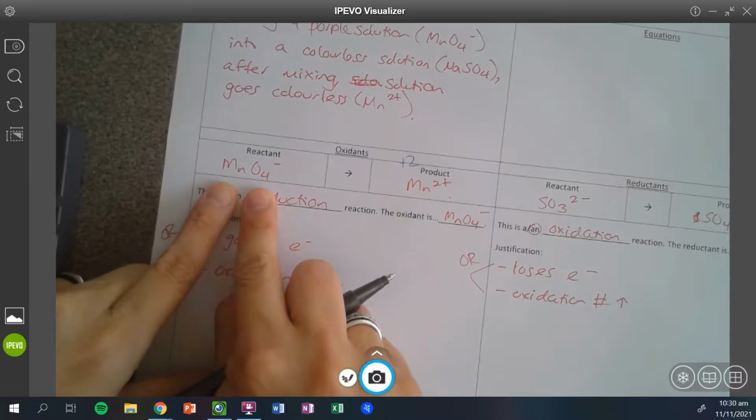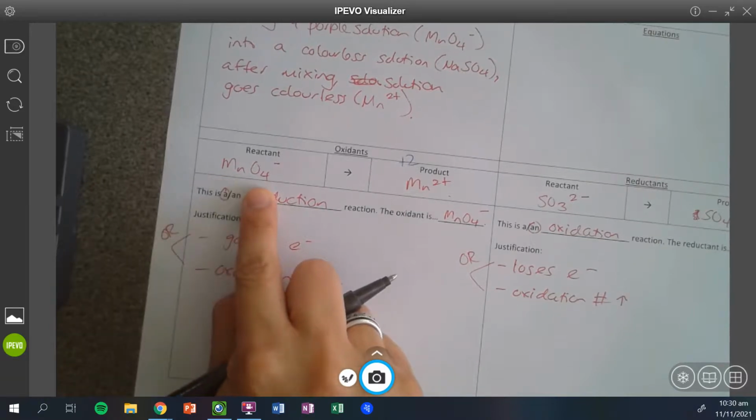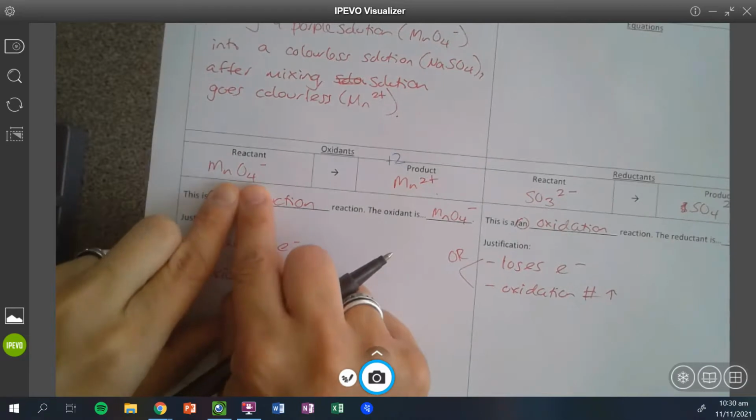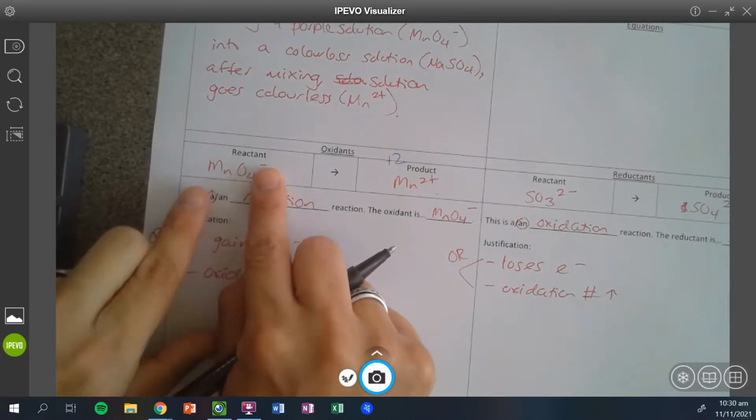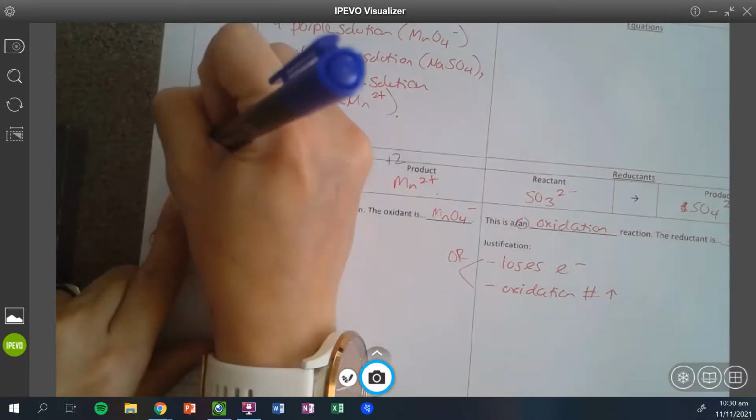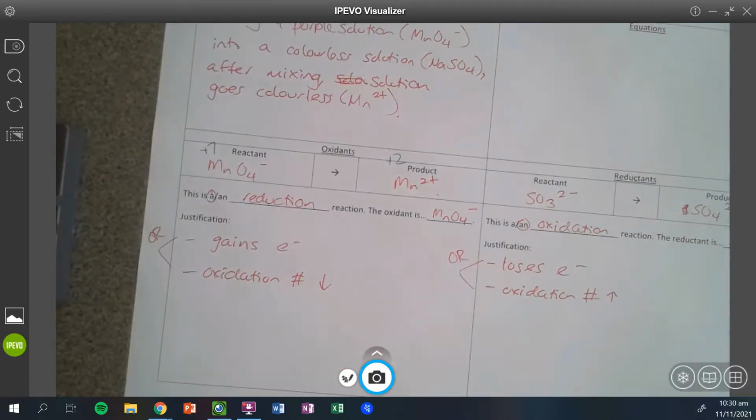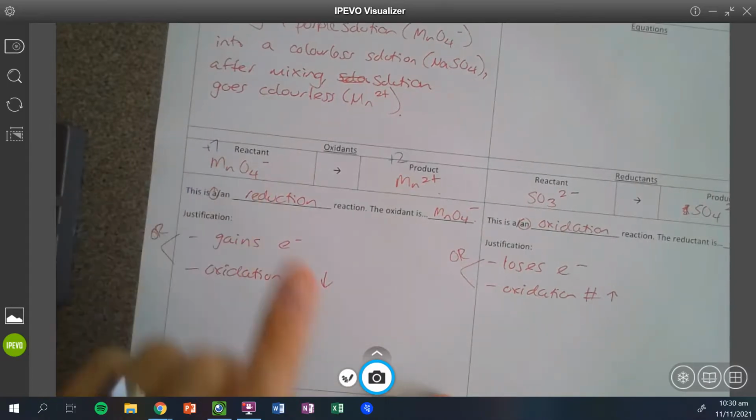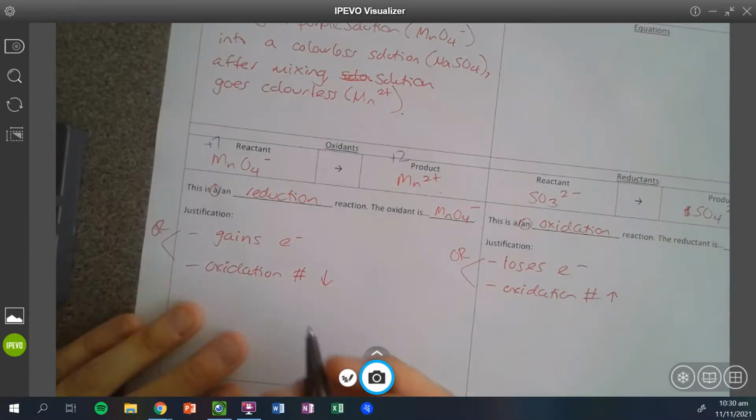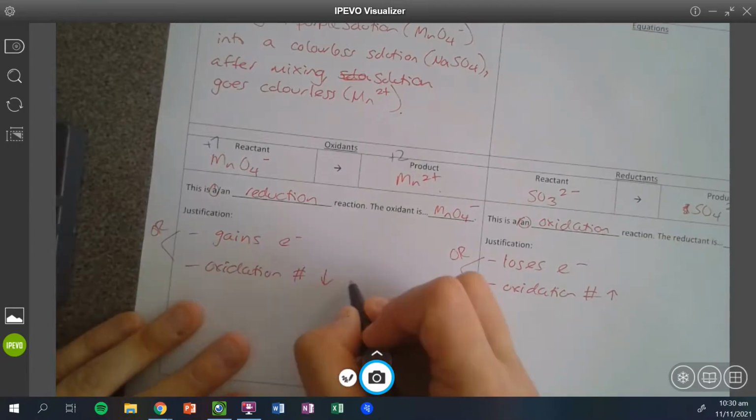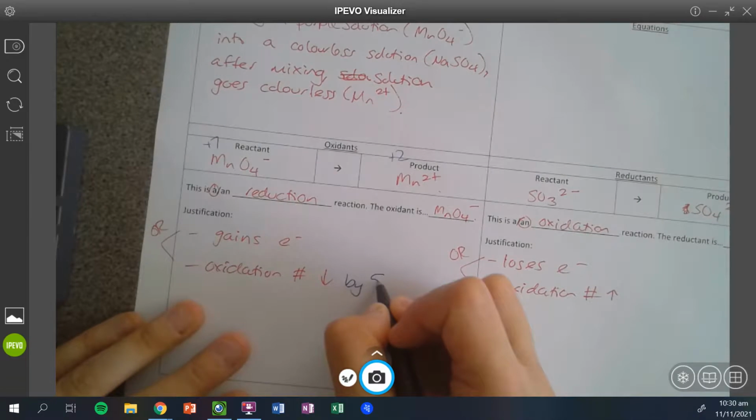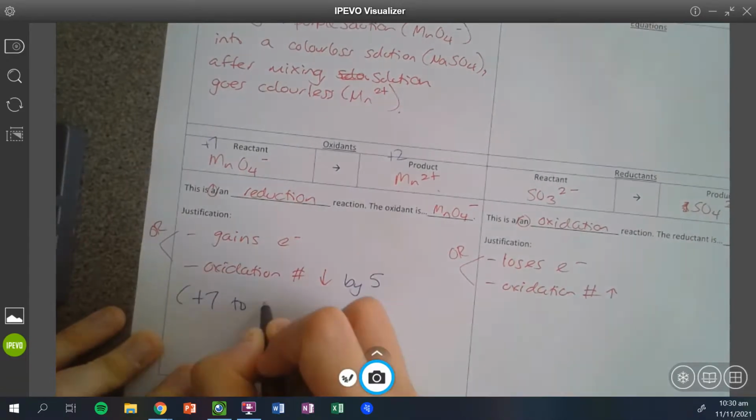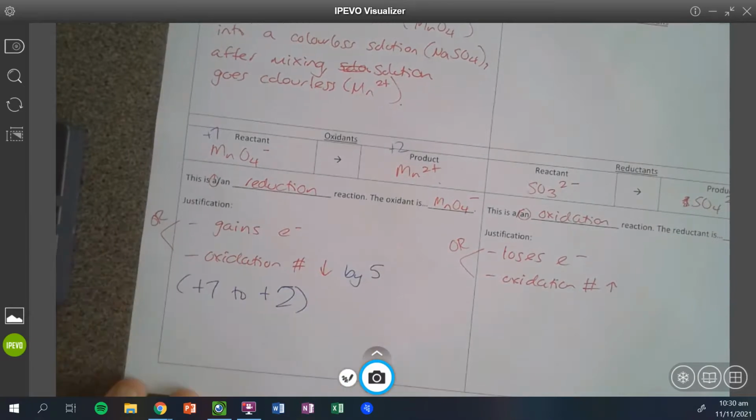So oxygen is always -2 unless it's in a peroxide, and that's an exception to the rule, or if it's in the element form and it's 0. So you need to have those memorized. So that's -2 times 4 is -8. This has a -1 charge, so this manganese must only have an oxidation number of +7 in order for the math to work out for that ion to have a -1 charge. Are we okay with that? Yeah? All right, so let's put that in. This oxidation number has decreased by 5, and we have gone from a +7 to +2.